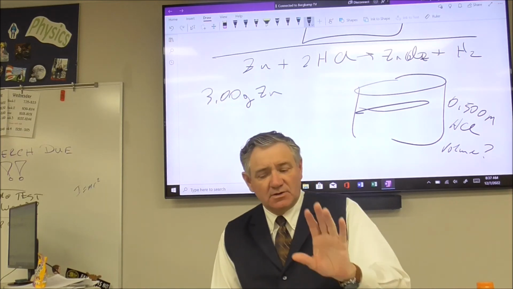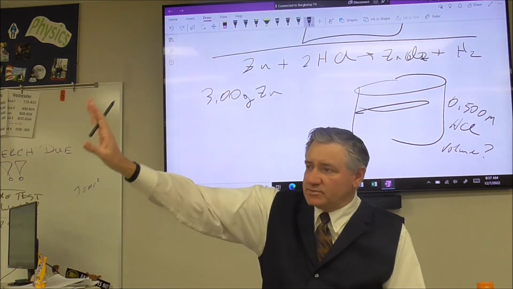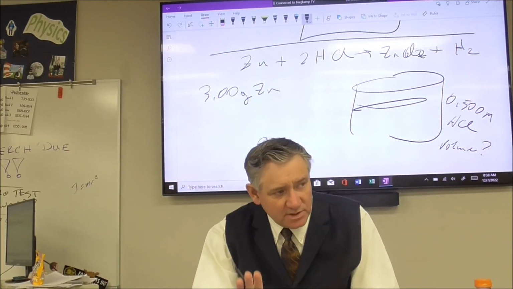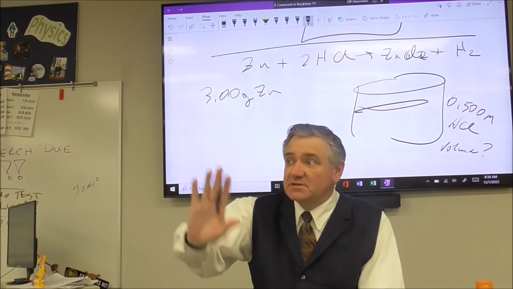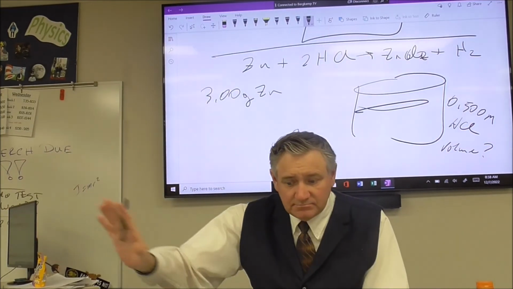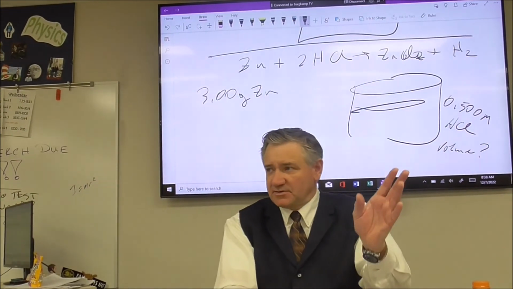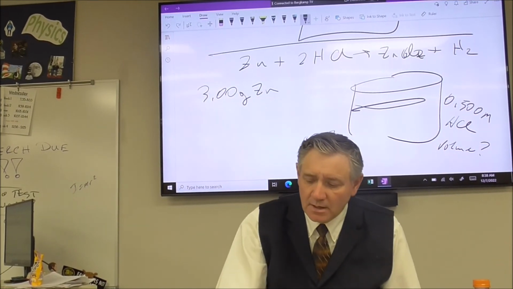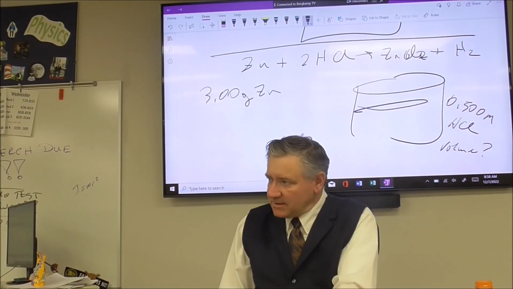At this point, I'm not going to use the 22.4 liters because this isn't a gas. You only use the 22.4 liters if it's a gas. Hydrochloric acid is not a gas. You've always seen hydrochloric acid in a beaker. It's liquid. It looks clear, it looks like water, right? But it's the exact same process.